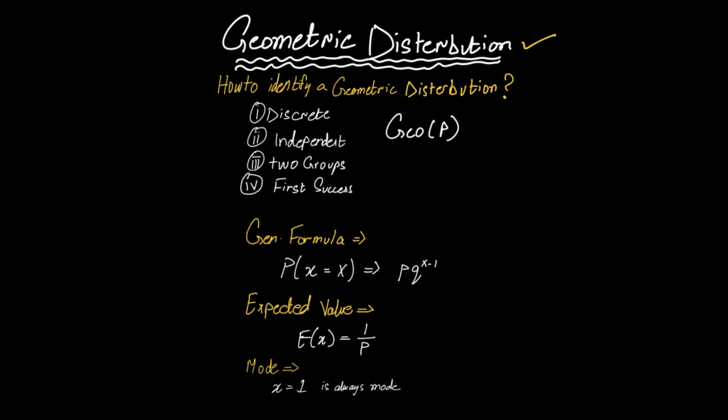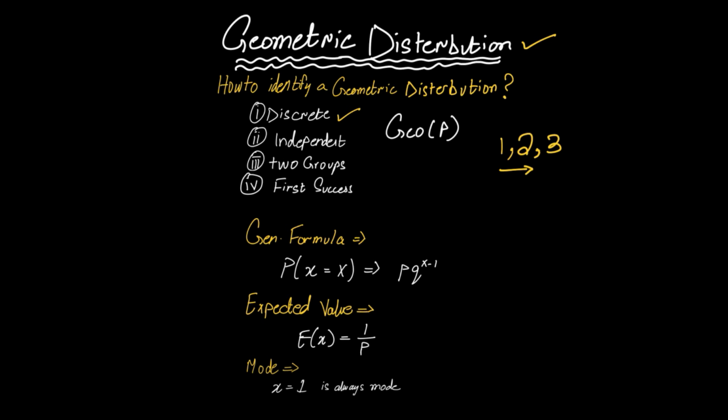So first of all, the variables of the question have to be discrete. That means that they have to be countable. For example, one coin toss, two coin tosses, or three coin tosses. So you see this is increasing in steps. That means that it is discrete.